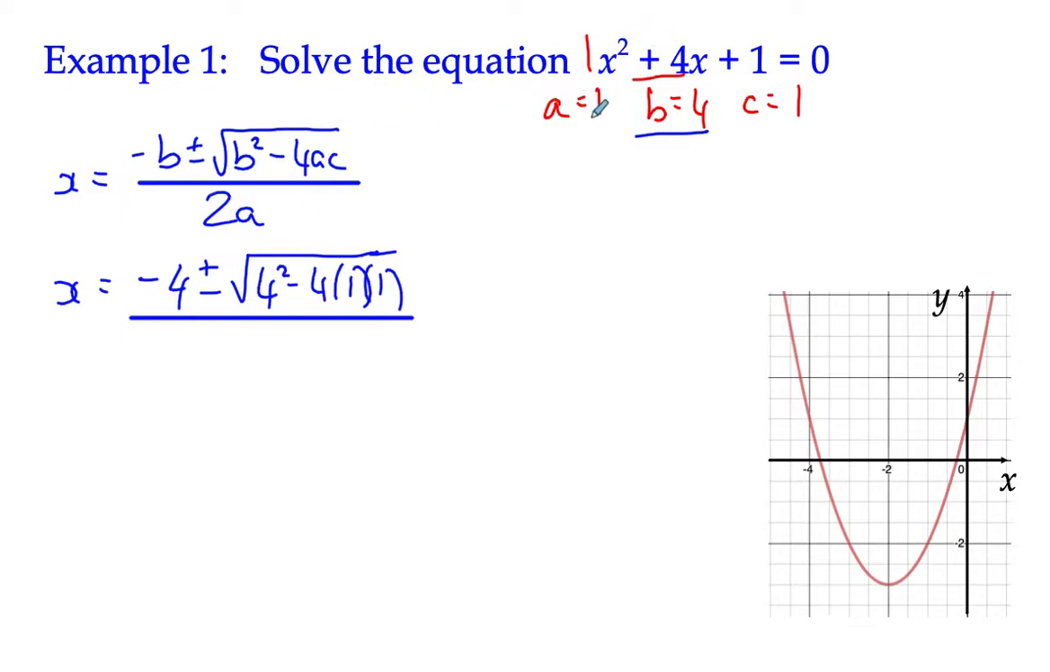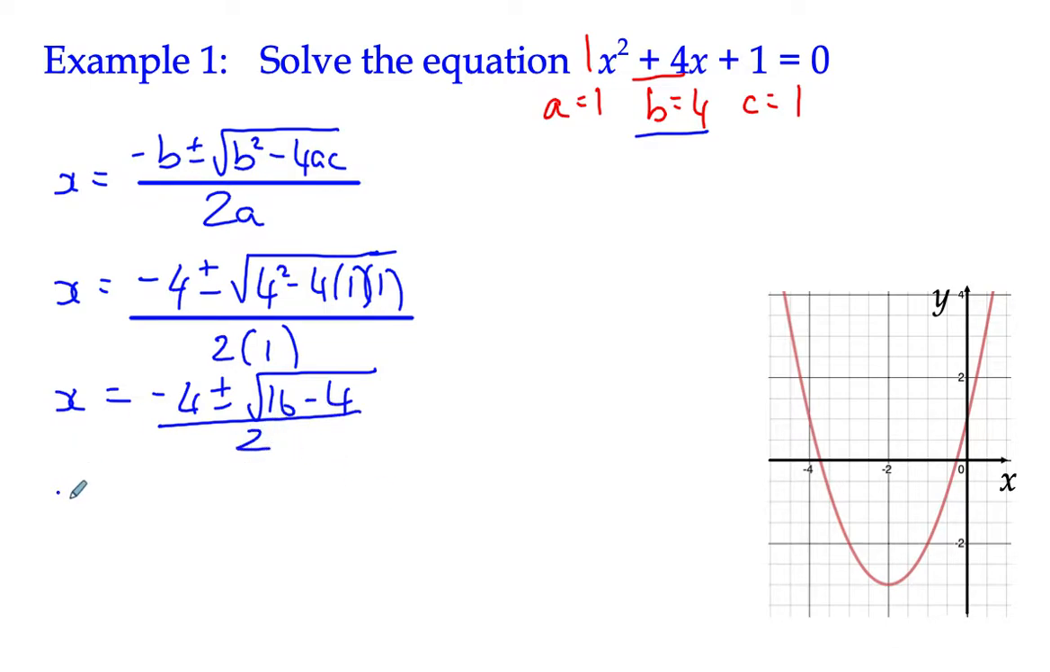So 2 times a is just 2 lots of 1, which is 2. Okay, I'll put that in brackets to make sure you know that a is 1 there. So what have we got? We've got negative 4. And we're just going to do this one little stage at a time. What's the number under the square root sign? 16, subtract 4 times 1 times 1. So it's minus 4 all over 2. And one other line of working, that's negative 4 plus or minus the square root of 12 all over 2.